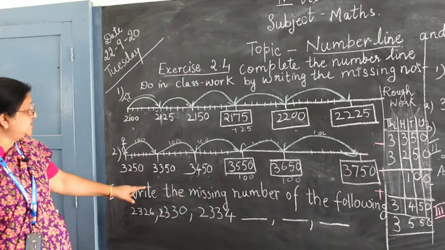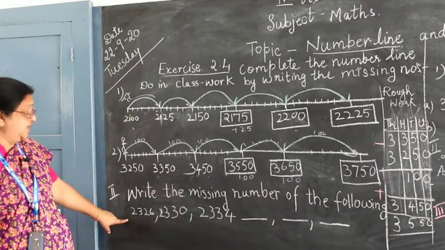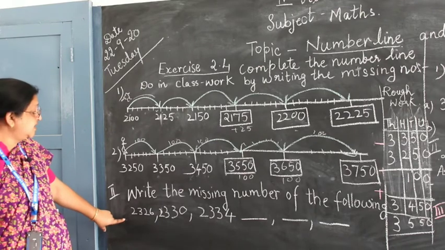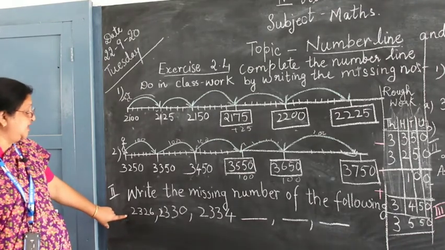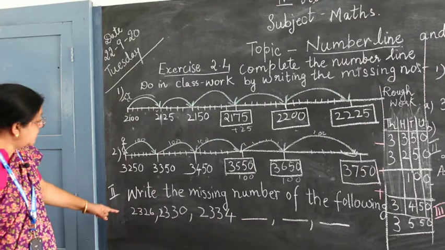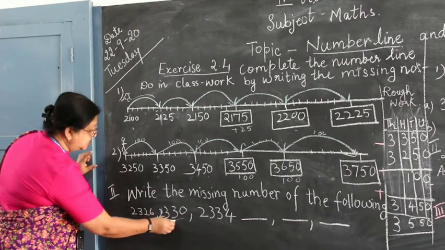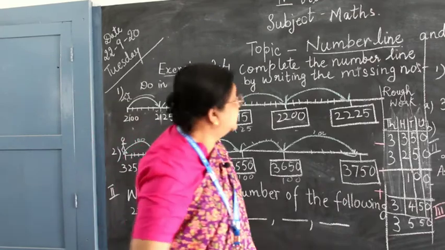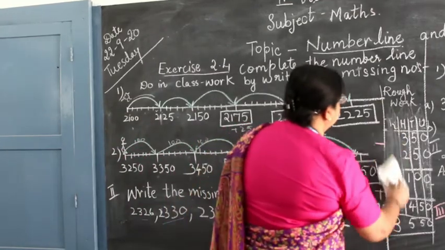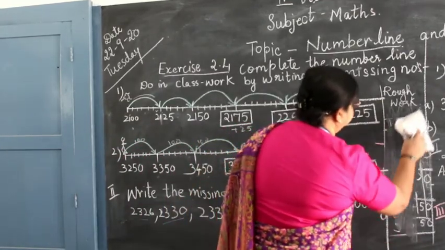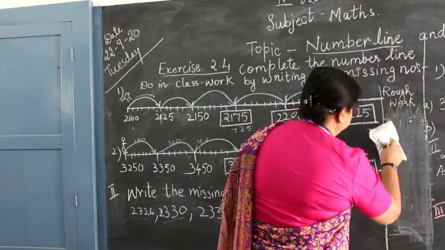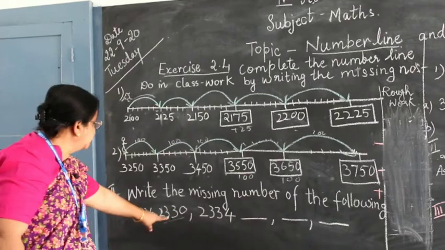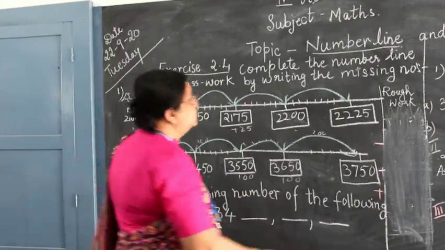Now write the missing number of the following. How will you write the missing number? This is also simple, children. It is same way. Now this is bigger, right? And this is small. You have to minus. Same thing. You do the number work in place value. See? Now what is the number here? 2330.